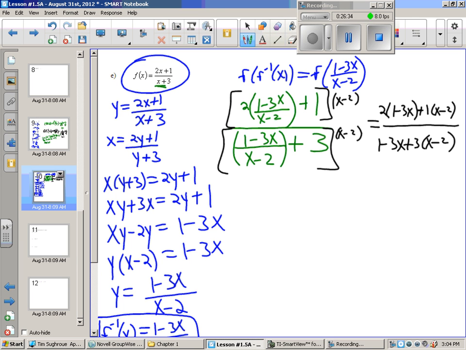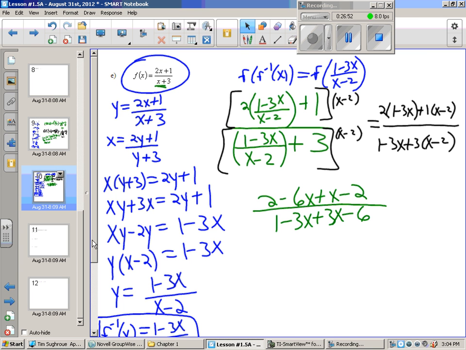If we distribute the top, we're going to get a 2 minus 6x plus x minus 2. If we distribute the bottom, 1 minus 3x plus 3x minus 6. And look what ends up happening on top. These cancel, and we get a negative 5x. Here, these cancel, and we get a negative 5. The negative 5 cancels, and voila, it's x.